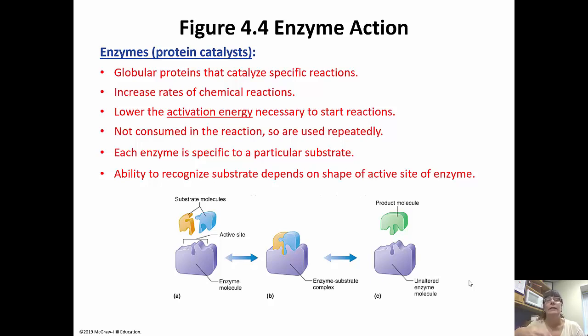So the ability of that enzyme to recognize the substrate is going to depend on the shape of the active site of the enzyme. So basically, the enzyme has an active site, which is where the substrate is going to actually bind. So the active site and the substrate have to match. So it's called a lock and key fit, basically. It's specific enzymes for specific substrates. So, for example, sucrase is not going to break down lactose.